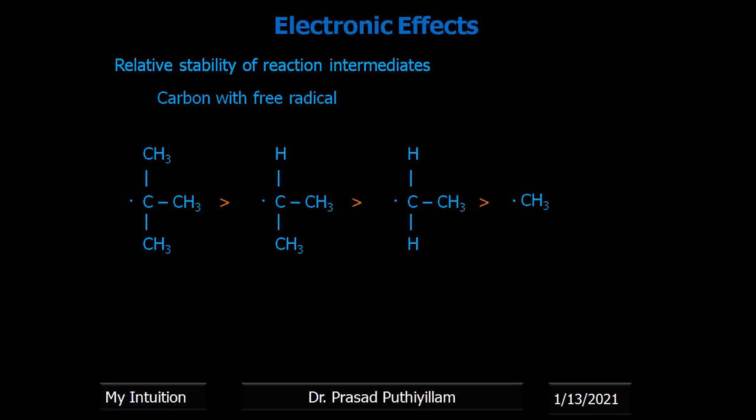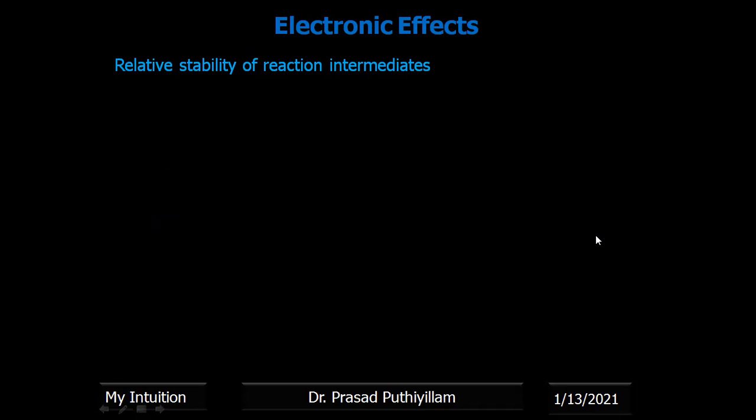Then carbon with a free radical. In the case of homolytic fission, the carbon may get a free radical. So it is similar to carbon with a positive charge. With more alkyl substitution, more hyperconjugating structures are possible here. Therefore, that is more stable compared to the di-substituted or monosubstituted cases, or those without any alkyl substitution.